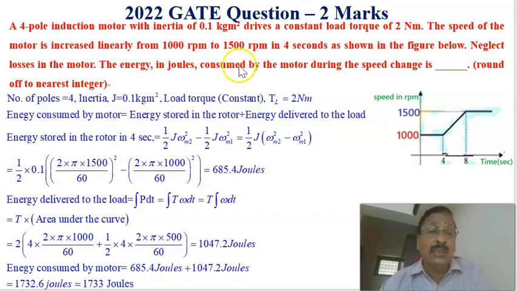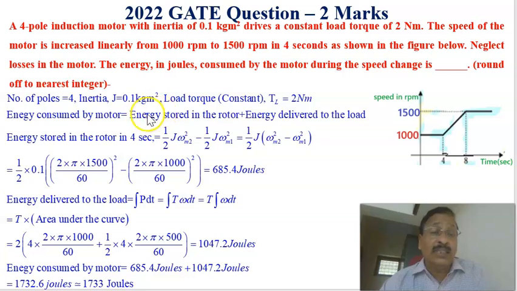That's a 4-pole machine, and inertia is given as 0.1 kilogram meter square, and the load torque is a constant load torque, given as 2 Newton meter. The energy consumed by the motor equals the energy stored in the rotor plus the energy delivered to the load. If you add the energy stored in the rotor with the energy delivered to the load, then you get the energy consumed by the motor.